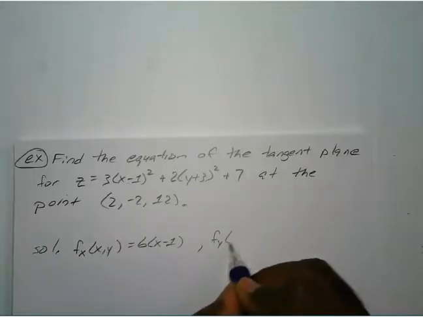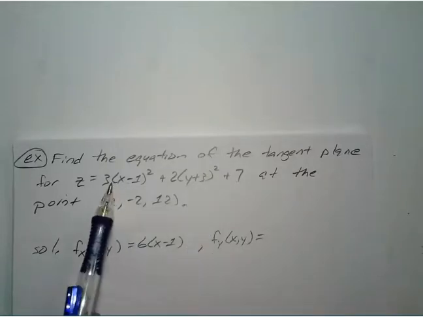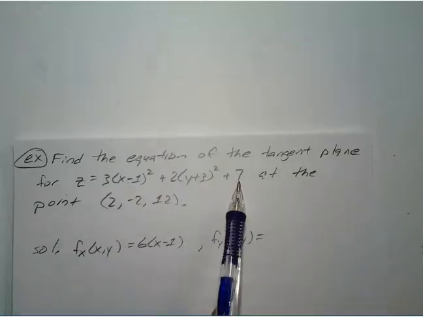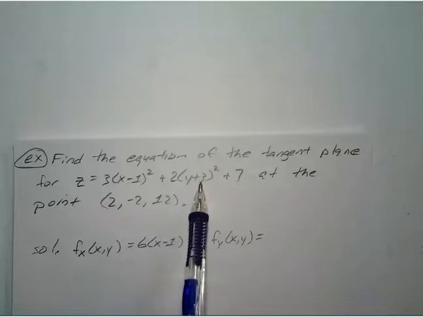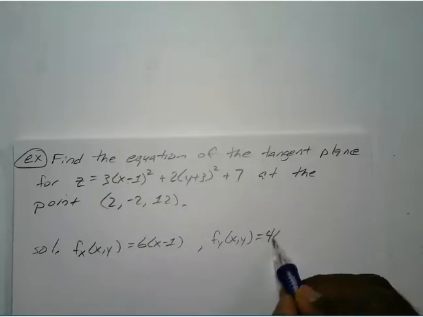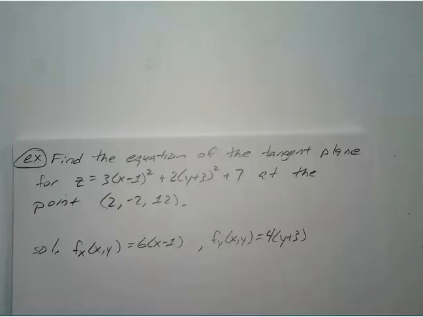Now the partial with respect to y. Again, using U substitution, we know if we take the derivative of this term with respect to y, it will become 0. Same with this term with respect to y, it would become 0. This one, with the u equaling y plus 3, we bring down the 2, so that would make it 4. 4 times y plus 3 times the derivative of that, which is 1. So that would be our partial with respect to y.